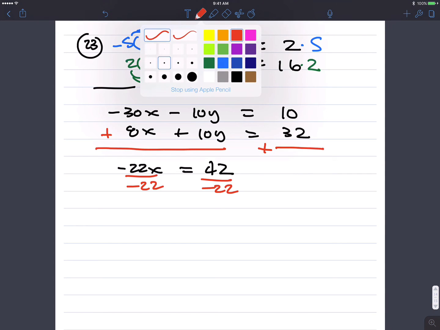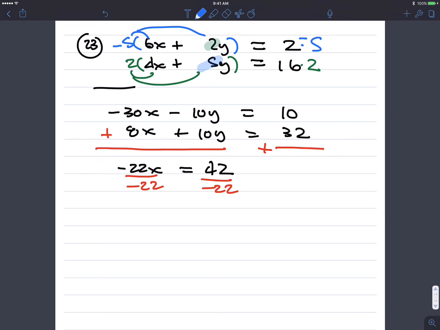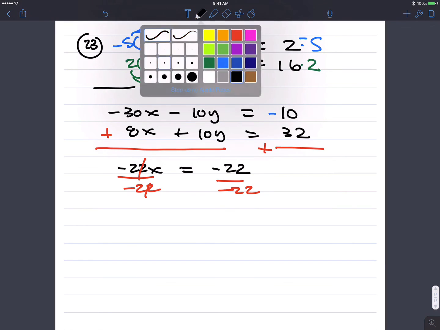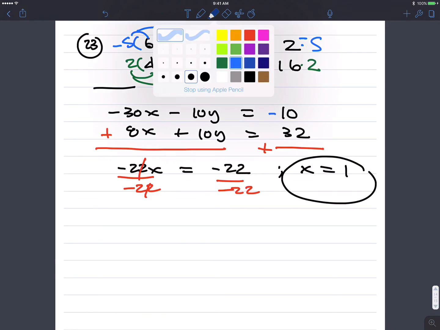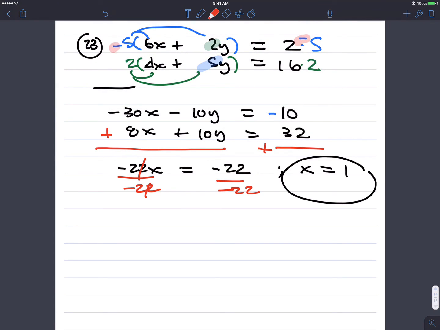Make sure we got a negative. That makes this a negative 10. And that makes this a negative 22. Okay. Let's divide both sides by negative 22. Cancels. We get x is positive 1. Be very careful. Make sure they're both negative. That makes this a negative.